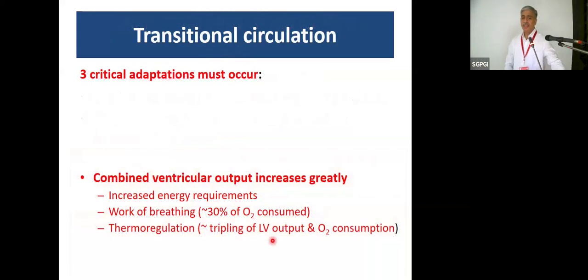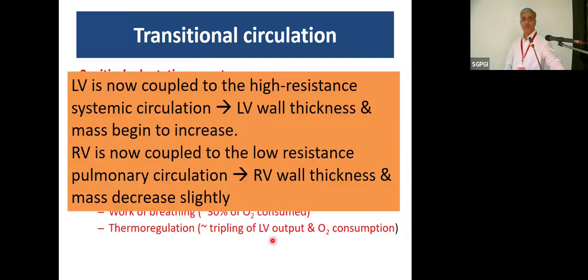The third is that the ventricular output increases. Why does it have to happen? Because there is an increase in the requirement by the fetus because of the increase in work of breathing as well as the thermoregulation which the baby now has to do. So how does it happen? Now the left ventricle is coupled to the high resistance systemic circulation because the SVR has increased, the low pressure placental circulation is out. So now it has to act against a pressure with an increased flow which the LV is getting from the LA because of the increased flow to the lung. So now it has to start working and it keeps pumping the blood.